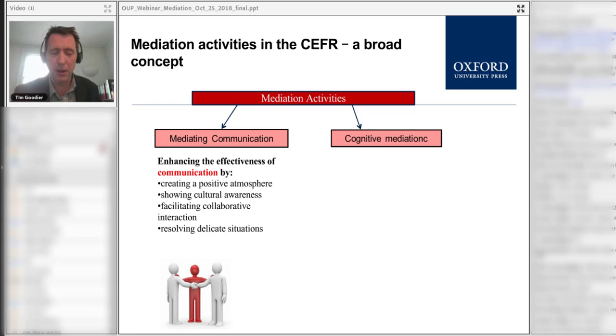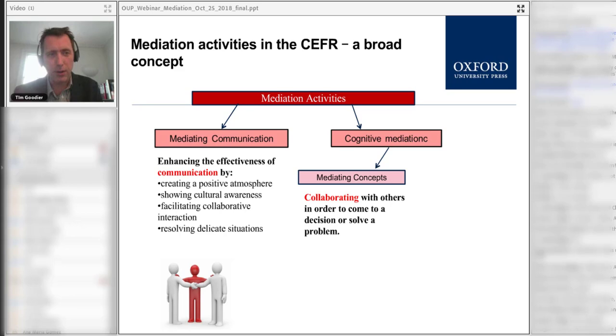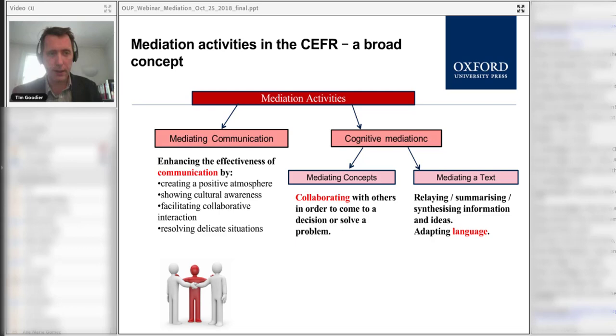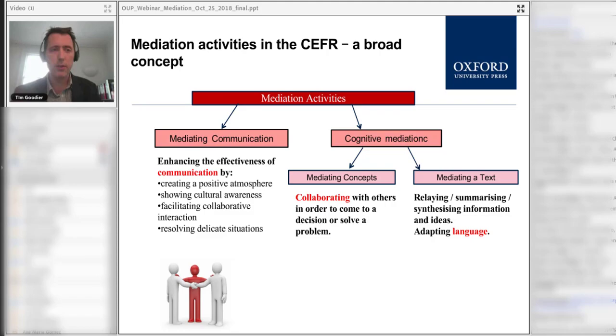But what's interesting also for teaching and learning is this mediating of concepts in cognitive mediation, which might be collaborating to come to a collective decision. This is problem solving. And mediating a text, the word text here can refer to something you may have heard or read or even watched on a video and so on. And this is where we get into relaying, summarizing, and synthesizing information.